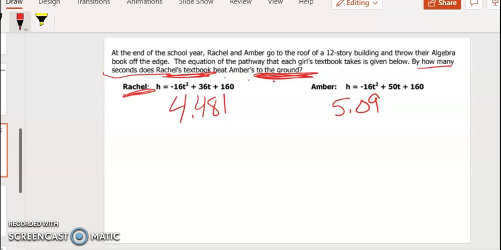Now here's their two times. It took Rachel 4.481 seconds, took Amber's 5.09 seconds. So we want to subtract them and find what the difference was. So Rachel's got to the ground in 0.609 seconds faster than Amber's did. Okay? So again, you're looking at x-intercepts, you're looking at the maximum and minimum values, that kind of thing.